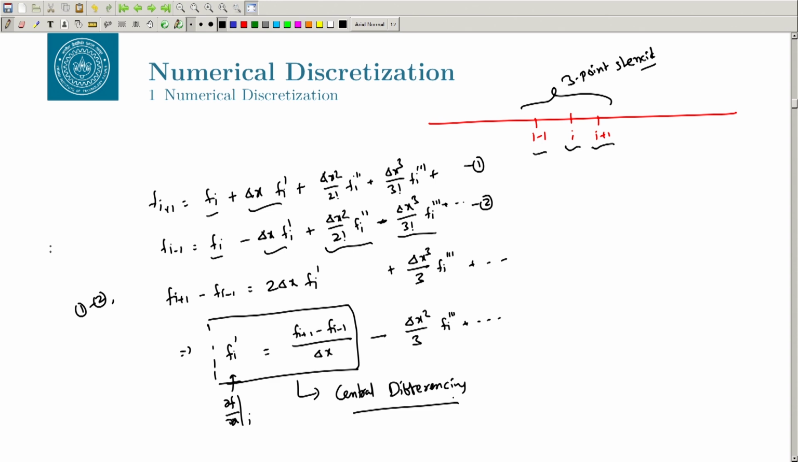Now, one very important thing you see here is that by just increasing 1 point, our order of accuracy is now 2. Why? Because the delta x has the power of 2, right. So, this is second order accurate.